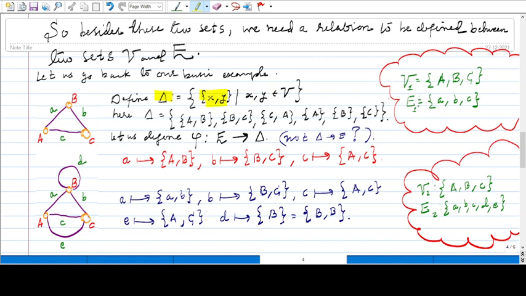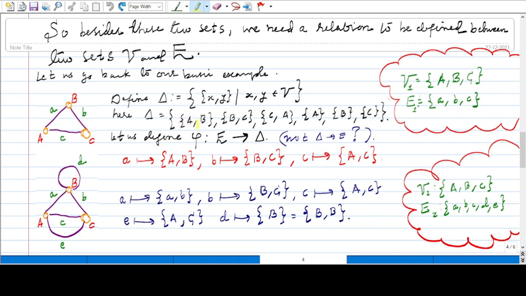That's the meaning. It is the two element subsets of V. Only two element is there? No. If X equals Y, then it will be a singleton. So it contains singleton sets also. So it is the singleton subsets and two element subsets of V. So here in this particular graph, what is delta? Capital AB, BC, CA. This is my delta.